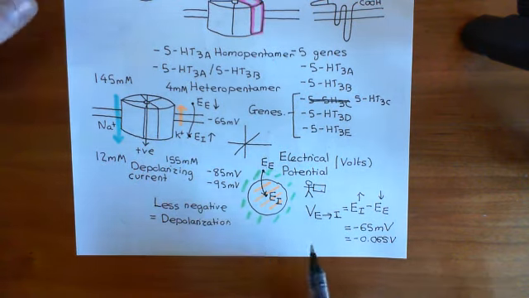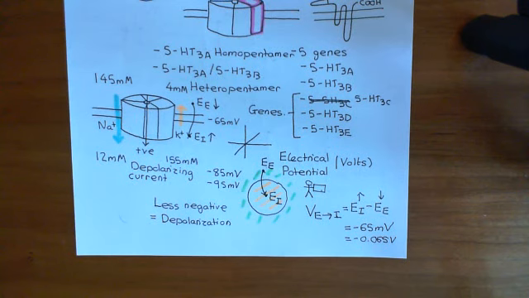So the overall effect of opening a 5-HT3 receptor, either of the 5-HT3A homopentamer type or a 5-HT3A, 5-HT3B heteropentamer type, is that you depolarize the electrical potential difference across the cell membrane by allowing this depolarizing current into the cell. So that concludes our discussion for this video.